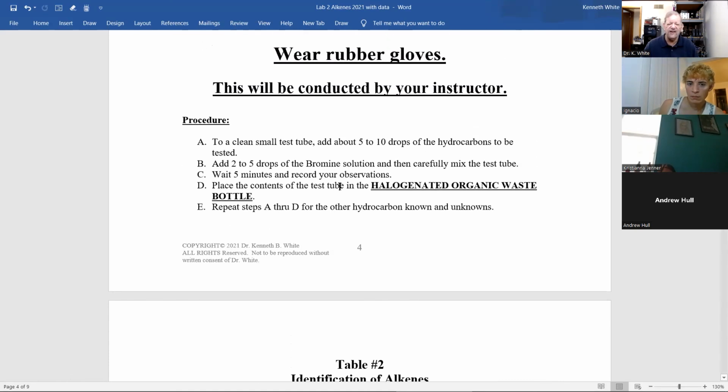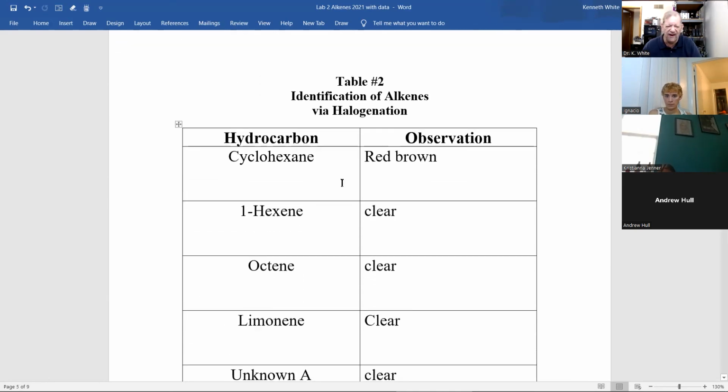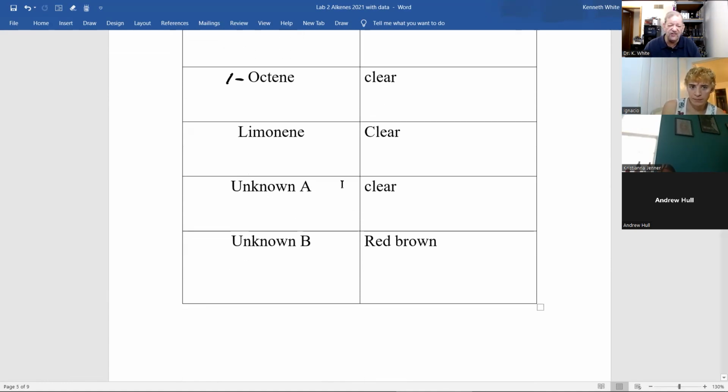I do this test. What I'll do is, in a test tube, I'll have a small amount of the hydrocarbon, I'll add some bromine, I'll mix it up, and then you don't have to wait 5 minutes. I'll hold it up and say, what do you see? And when you do that, if you have cyclohexane, it goes red-brown, no double bond. Hexane, clear. Well, it's got a double bond. Let's make this again 1-octene. And then limonene stays clear.